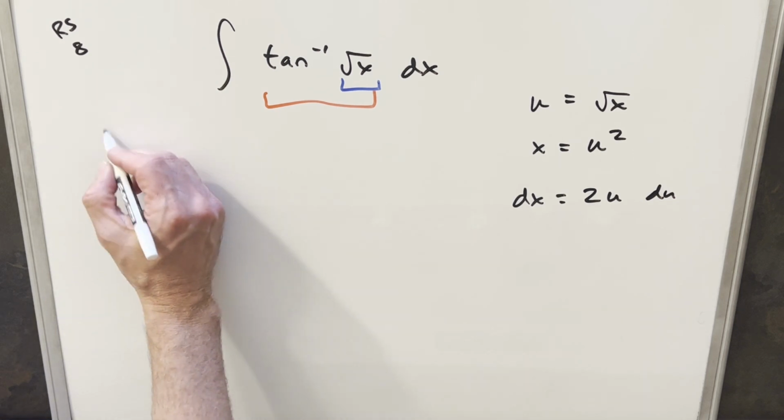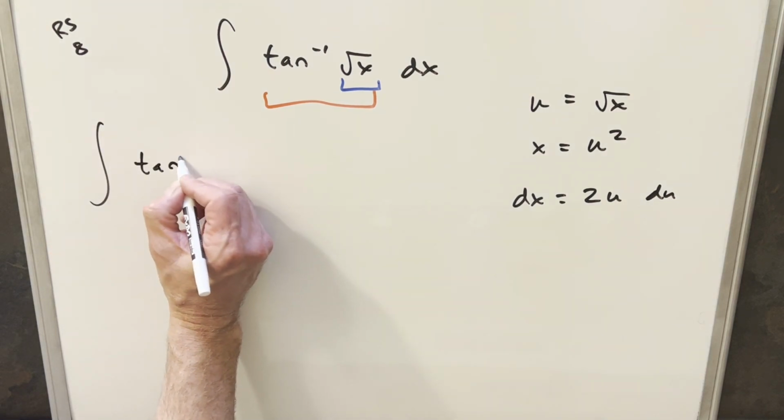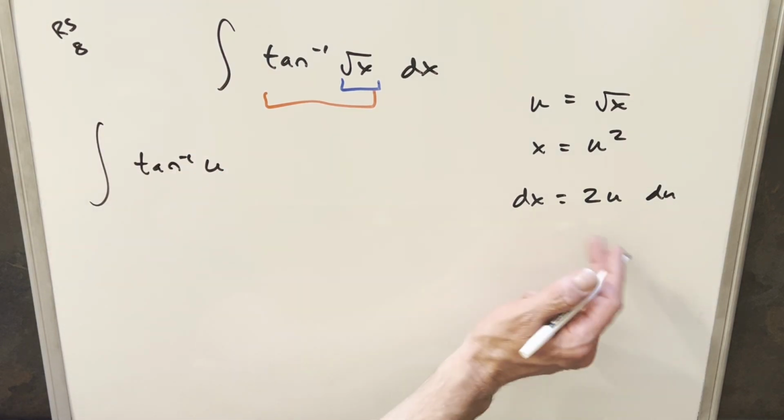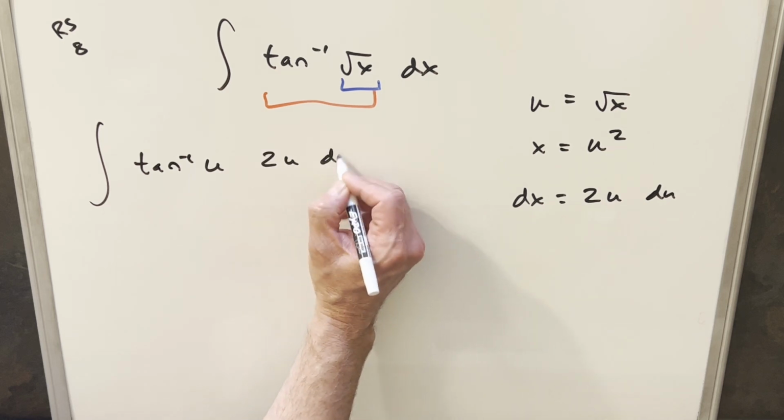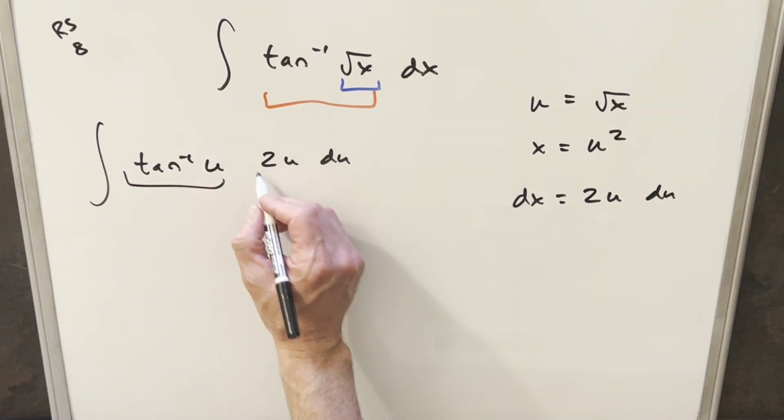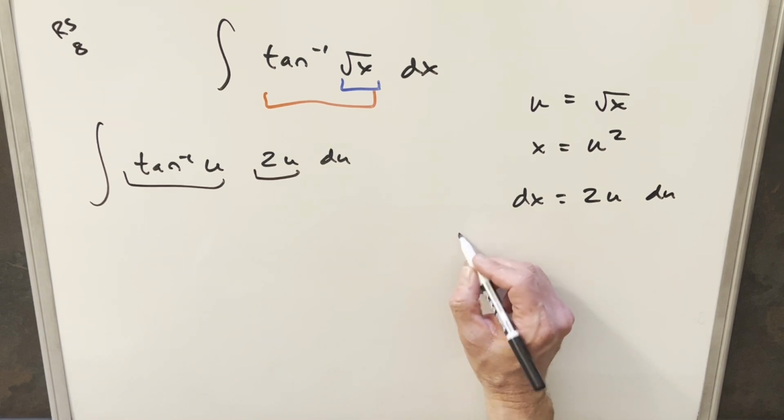And then I'll go ahead and substitute. This is going to become arctan of u here, and then our dx will be this. We'll just have 2u du. And now we've created two things. This is going to be the perfect case for integration by parts. So I'll come over here.